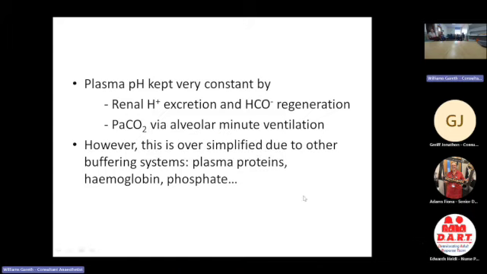So plasma pH is kept very constant, as we said, largely through generation of bicarbonate and excretion of protons in the renal tubules, and maintenance of PaCO2, where there are only two things that affect that. That's metabolic CO2 production and alveolar minute ventilation. But I do want to emphasize this is an oversimplified picture. There are lots of other things that act as buffers. Plasma proteins do, hemoglobin does, the phosphate systems do. So it is simplified, and we'll come back to that in a minute.